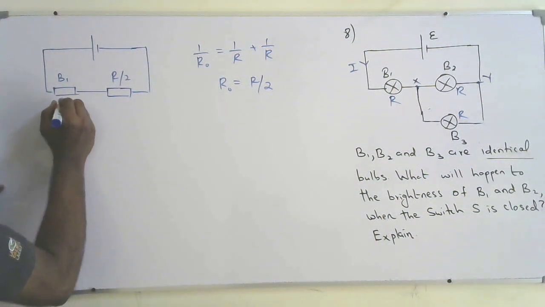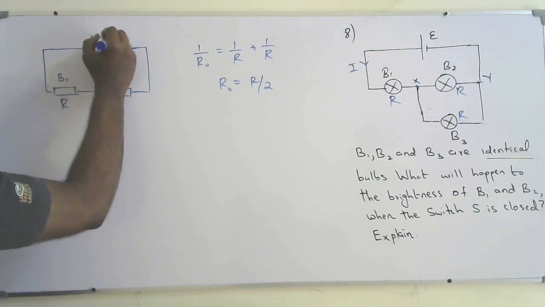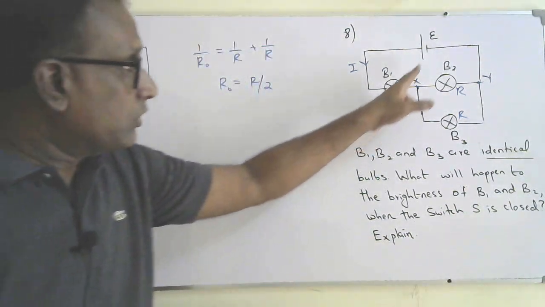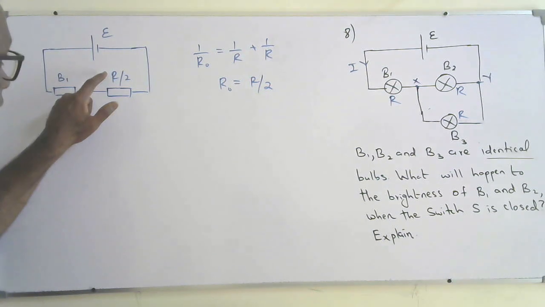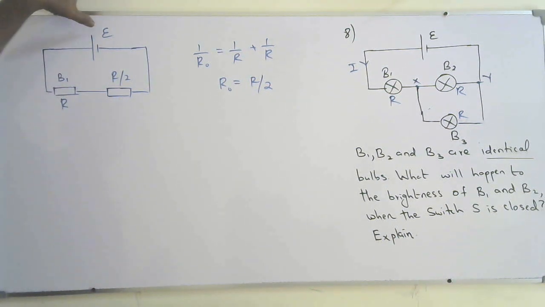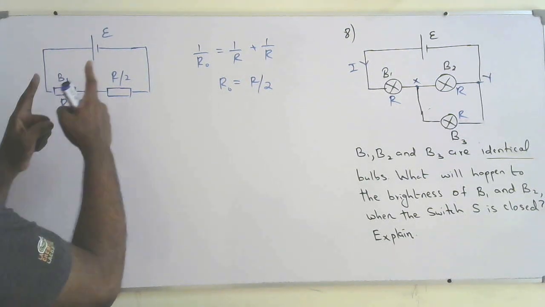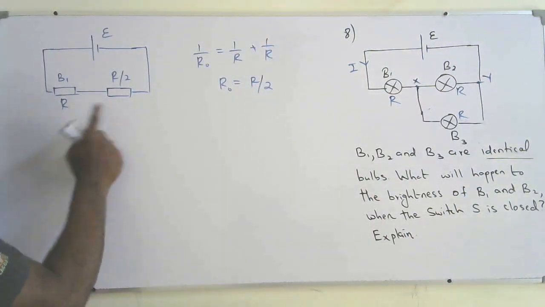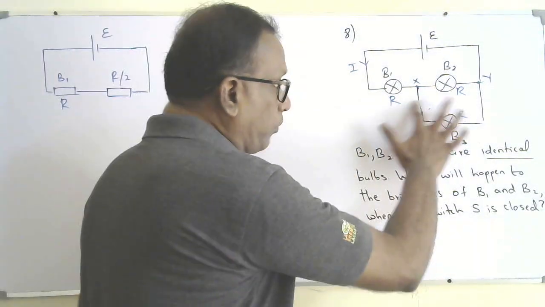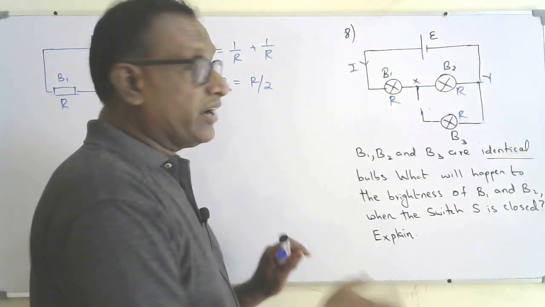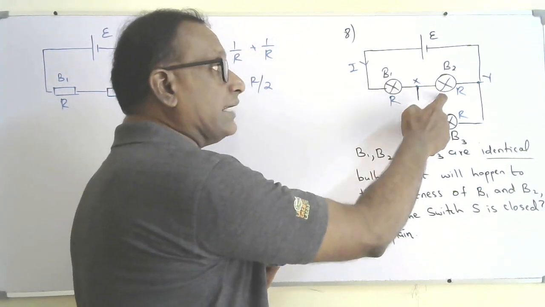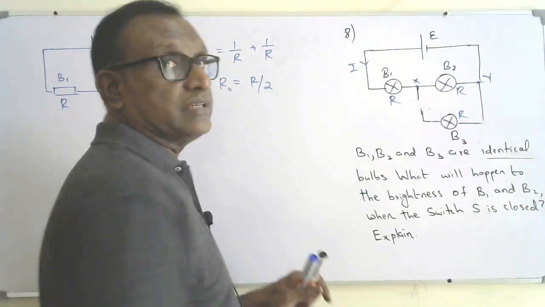Okay, so now what will happen? The applied voltage is the same, no change in the applied voltage, but the equivalent resistance of these two bulbs has dropped to R by 2. So the same applied voltage is going to be divided across B1 and the equivalent of B2, B3, that is across the junction, in the ratio of their resistance. Earlier, when the switch was open, the EMF was divided equally, EMF by 2 and EMF by 2.